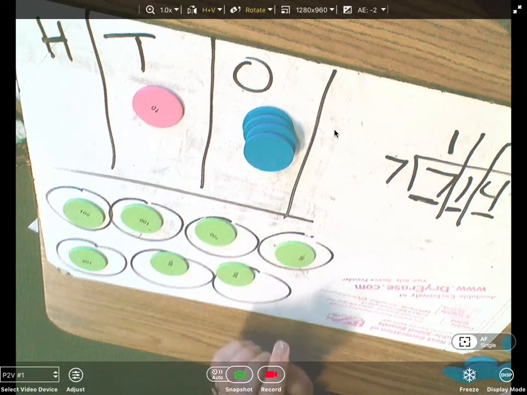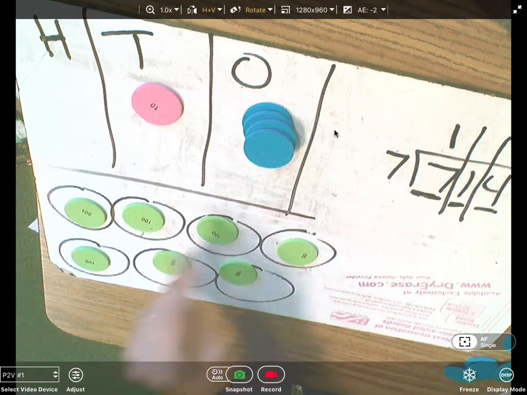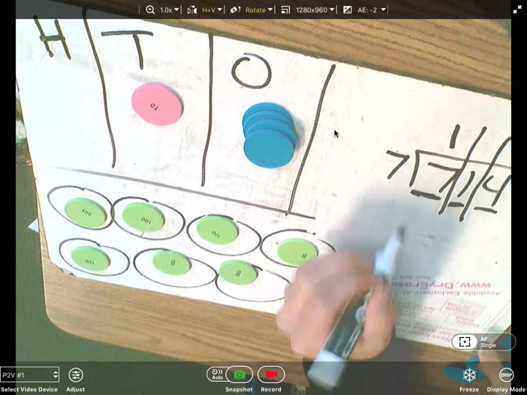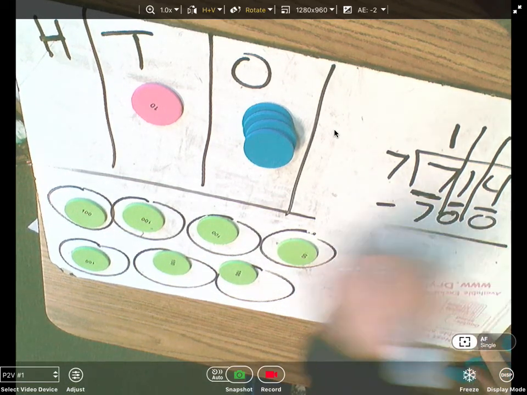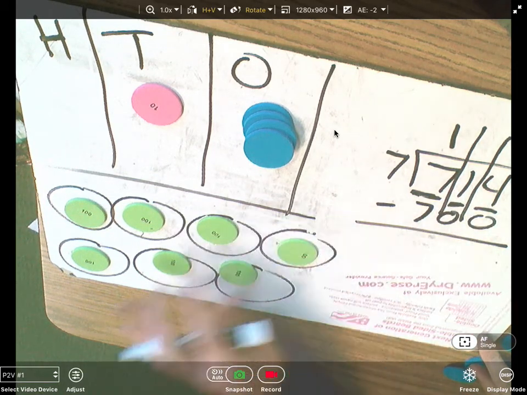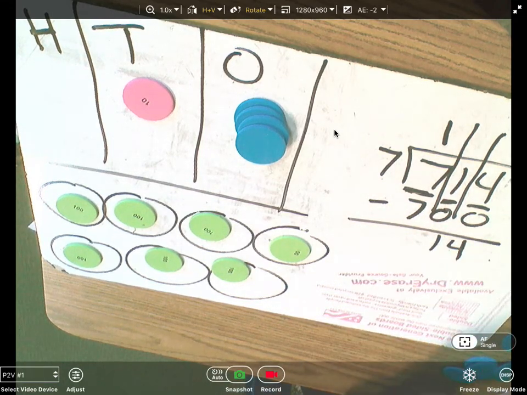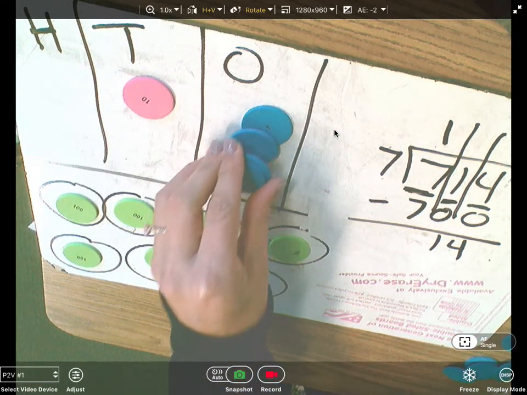Everybody has 1. If I've given 7 people 100, I've given away 700. 100, 200, 300, 400, 500, 600, 700. So that means I need to subtract 700, because that's how much I've given away so far. So I started with 714 and I've already given away 700. I need to see what's left up here. And look, I have 14 left. 10, 11, 12, 13, 14.